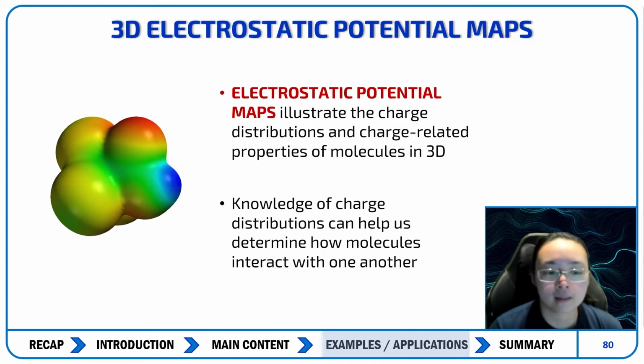So the next application I want to talk about, apart from just applying potential to look at different electrostatic interactions, is applying potential to create 3D electrostatic potential maps. What this actually does is illustrate the charge distribution and charge-related properties of molecules in 3D. Having a knowledge of the charge distribution will help us determine how molecules interact with each other.